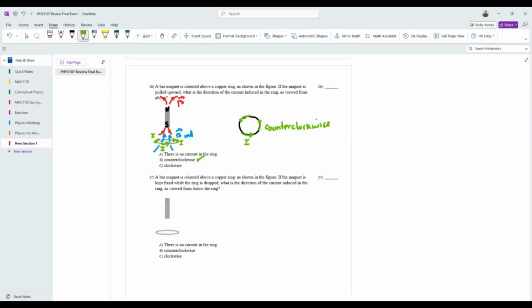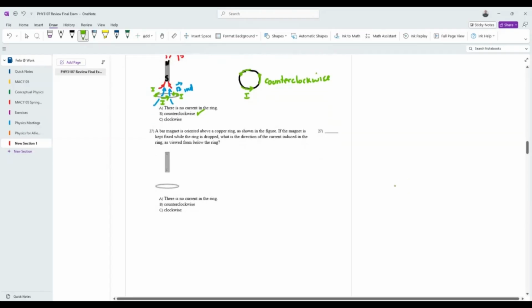And then the only way that you can apply the right-hand rule and get that direction of the magnetic field is if the current flows counterclockwise from above. Now look at the next one. It's very similar, but they ask you to analyze this from below, to see this from below.